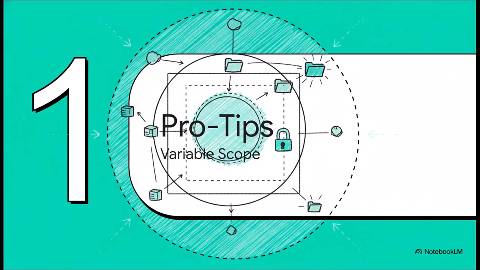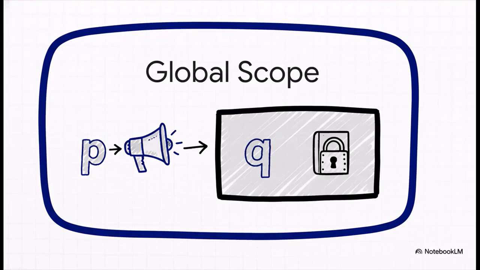It's all about where your variables are allowed to exist. Think of it like this. A variable like p here, which is defined outside of any function, has global scope. It's public. Everybody in your code can see it and use it. But a variable like q that's created inside a function has local scope. It's private. It only exists inside that function and nowhere else.